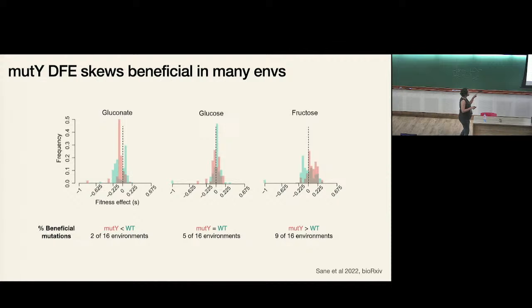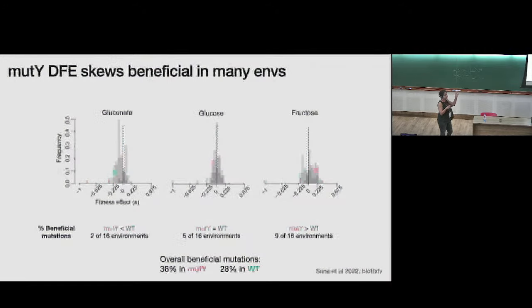And this is where we started talking to Lindy, a mathematician who was at the popgen school last time. We ended up collaborating with her, and she helped us figure out what is going on here. So what is going on here? Overall, we see more beneficial mutations in MUT-Y if we combine data across all these different populations.